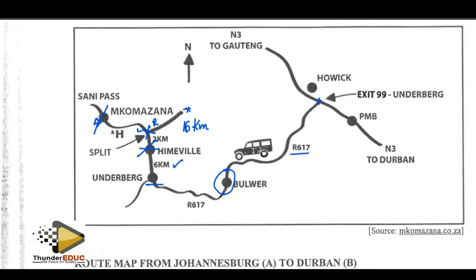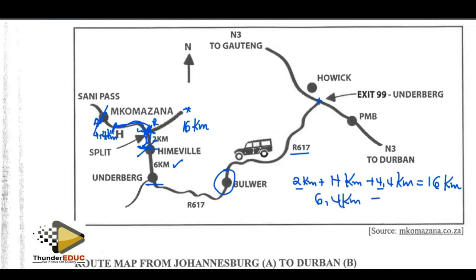But they want to know what is the distance from the split to this place here. Because from here up to there, we have 2 kilometers. Then, what about from here? This is what we are finding. Because from here to there, it's 4.4 kilometers. So in your head, it has to be 2 kilometers plus H kilometers, plus the 4.4 kilometers. It should add up to 16 kilometers. So the 2 adds with the 4.4, you get 6.4 kilometers plus the H kilometers that we are looking for, which equals 16 kilometers. The 6.4 jumps over, it becomes a minus.